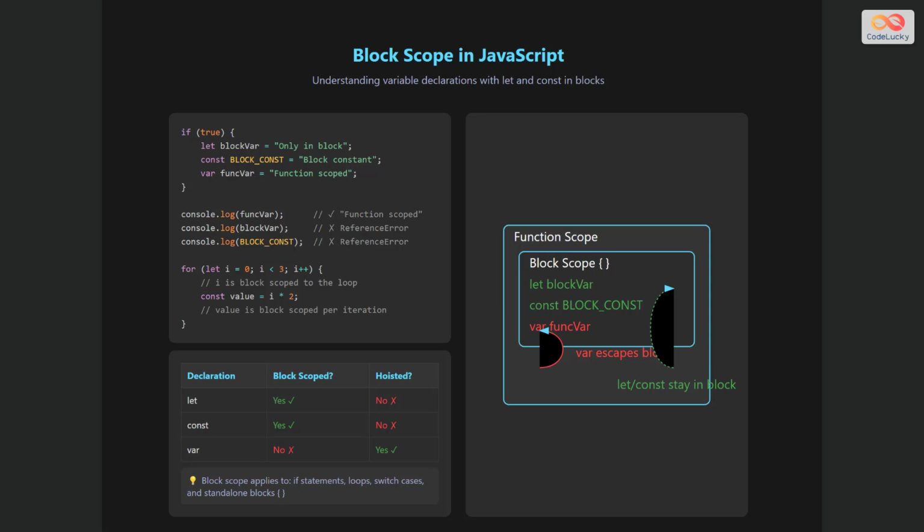The variables declared with let and const are block scoped and not hoisted, whereas variables declared using the keyword var are function scoped and hoisted. Block scope applies to if statements, loops, switch cases, and standalone blocks. A visual diagram is provided to give a better understanding. The red arrow illustrates that var escapes the block. The green arrow illustrates that let and const stay within the block.